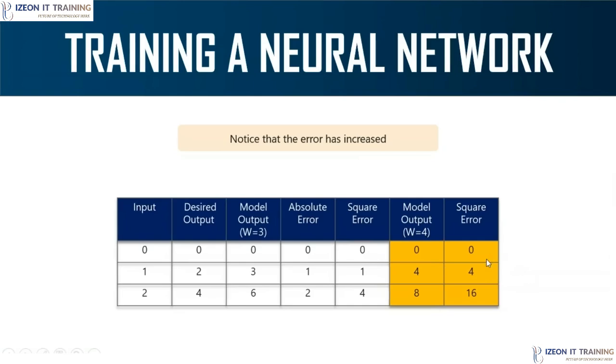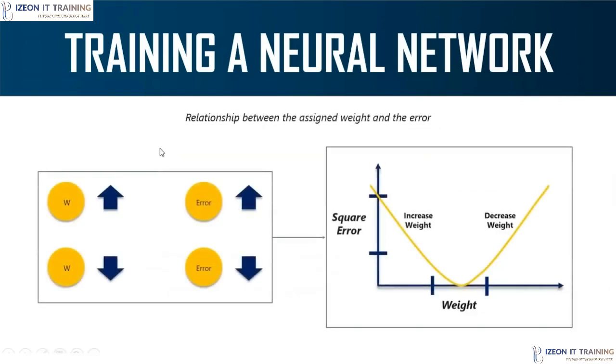So if you look at this, as we increase our weightage, our error is increasing. So obviously there is no point in increasing the value of W further. But if we decrease the value of W, our error actually decreases. If we give a weightage of 2, our error decreases. So there is a relationship between weight and error: if you increase the weight, your error also increases, and if you decrease the weight, your error also decreases.